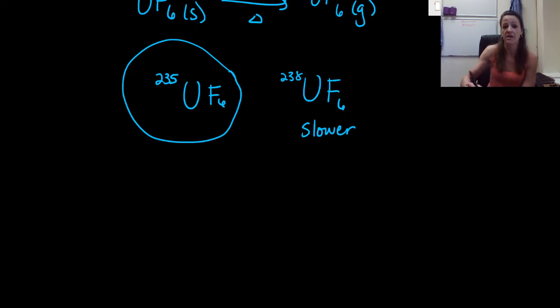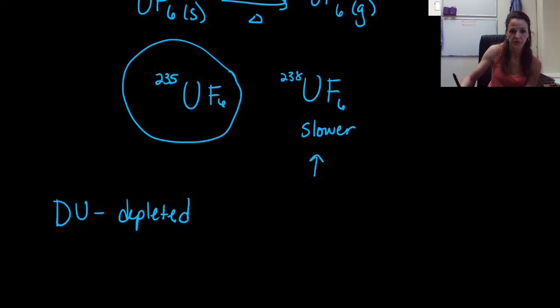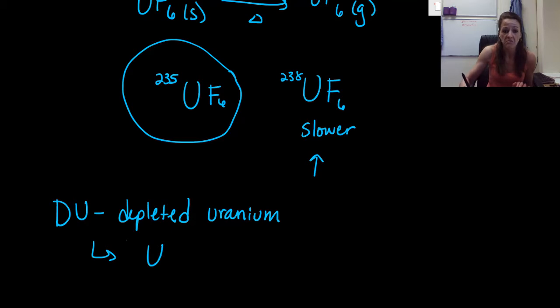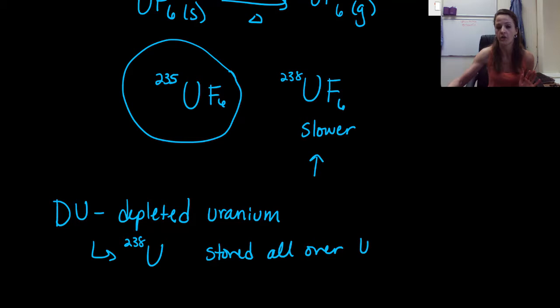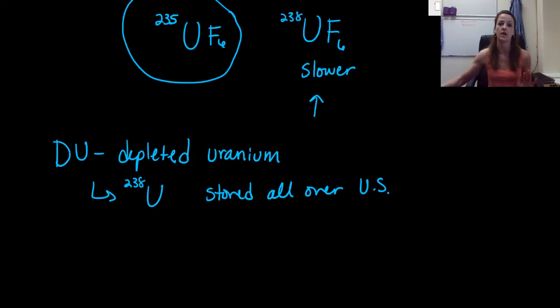But what I want to talk about now is the opposite, so our depleted uranium. It's usually called DU, or depleted uranium. And depleted uranium is essentially the U-238, and it's something that's spent, or it's done, or we have no use for it anymore. And it essentially is stored all over the United States. We have it all over, in all these different states, all over the country, okay?